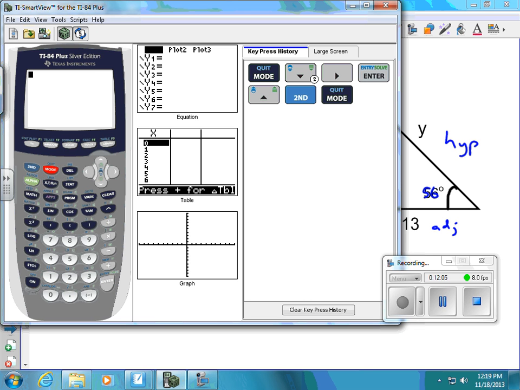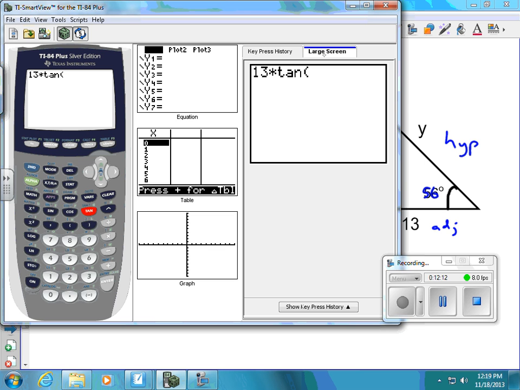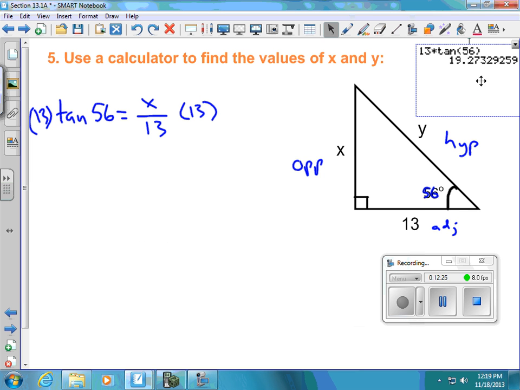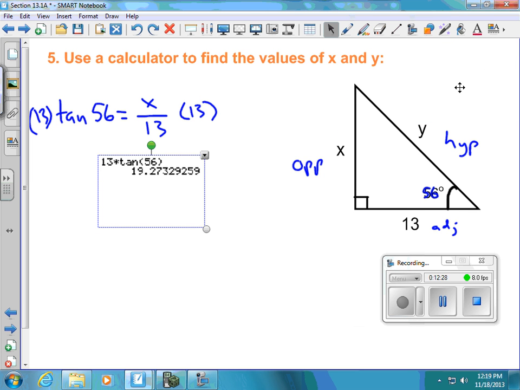Secondly, I'm just going to put in the numbers. 13 times tangent. Tangent's that button right next to the power key, TAN. Some cosine and sine there too. So 13 times the tangent of 56 degrees, I get 19.27. So my x is 19.3.